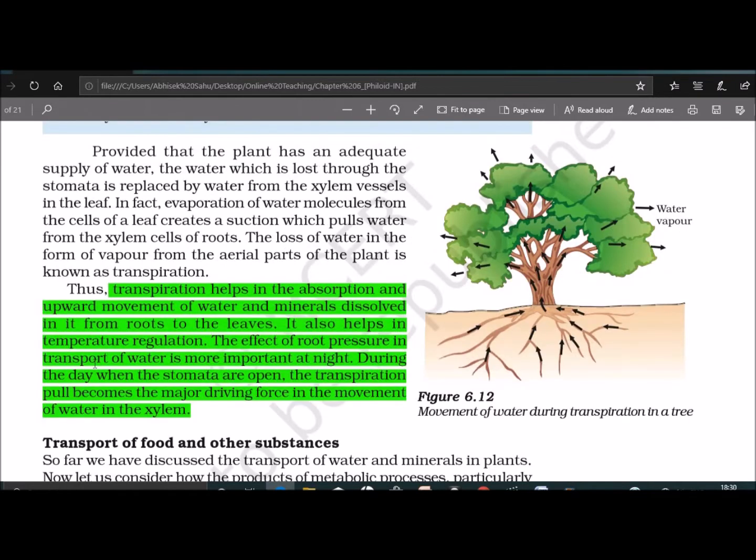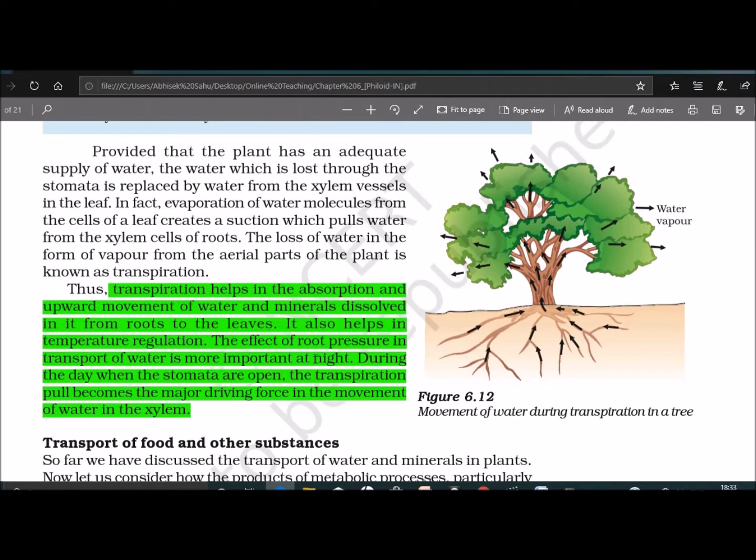The basic function of xylem is to transport water from roots to stem and leaves, but it also transports nutrients. As the plant has an adequate supply of water, the water which is lost through the stomata is replaced by water from the xylem vessels in the leaves. Thus, transpiration helps in the absorption and upward movement of water and minerals dissolved in it from root to the leaves. It also helps in temperature regulation.